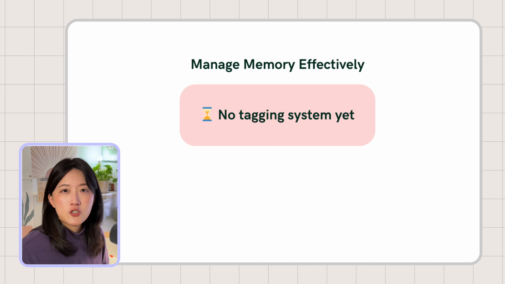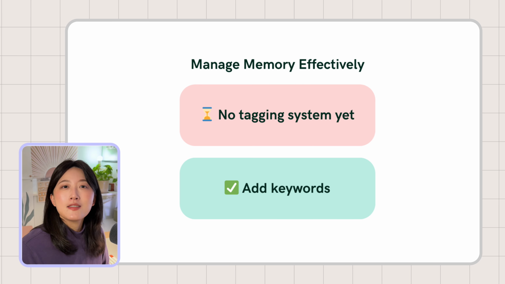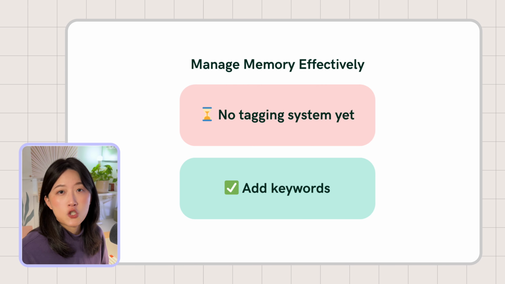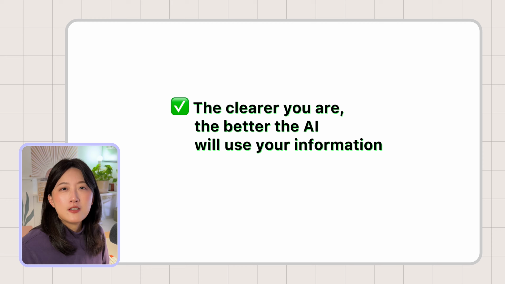Because the feature is still early, there's no tagging system yet. So the best way to organize different topics or projects is to add keywords inside the memory message itself. Just like I mentioned in my other video, the clearer you are, the better the AI will use your information. By setting up these small regular memory pieces, you ensure your preferences stay consistent across chats. This is what makes browser memory such a powerful time saver.